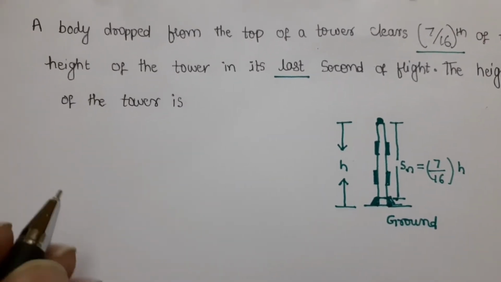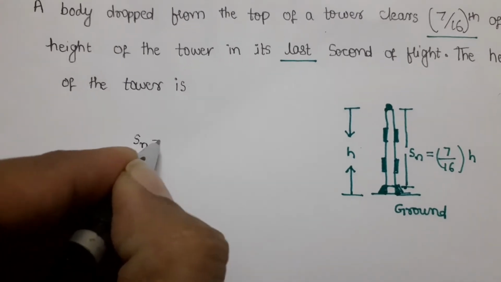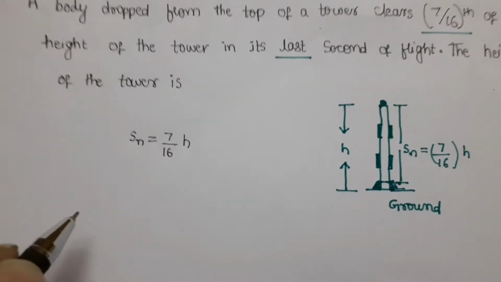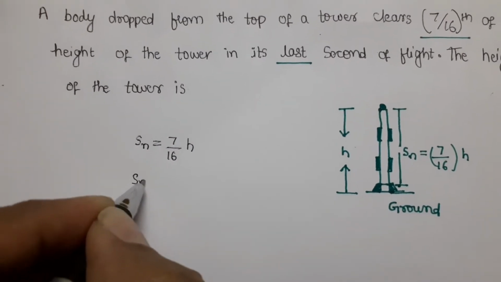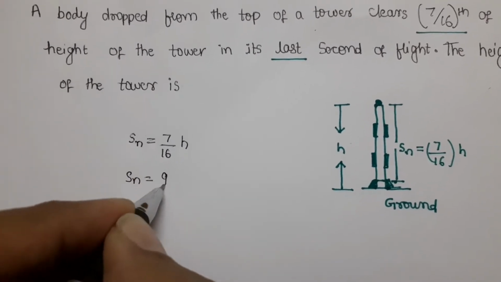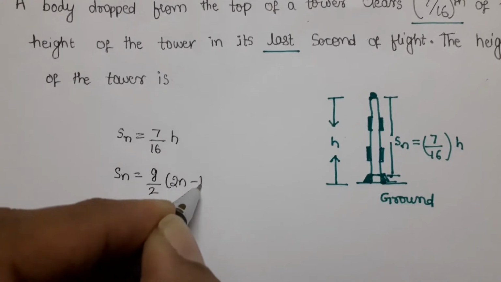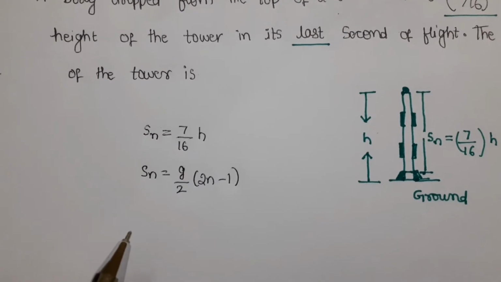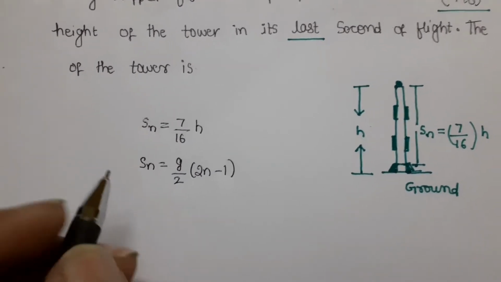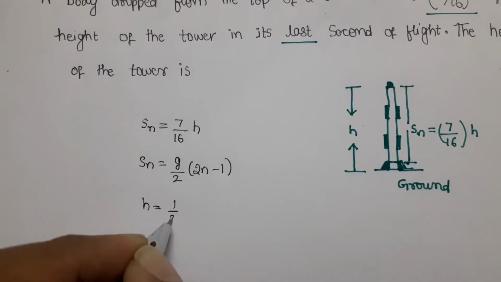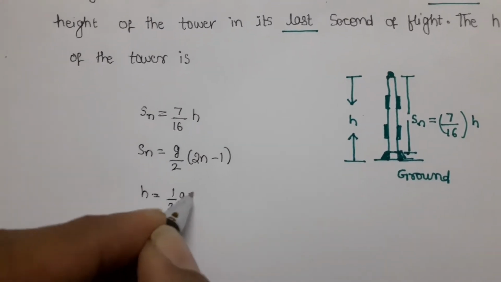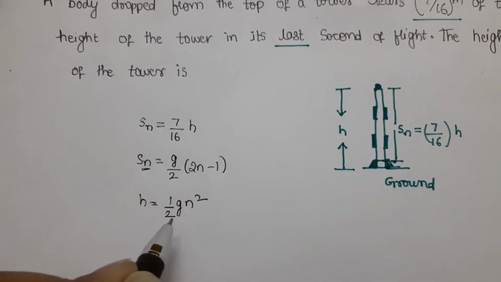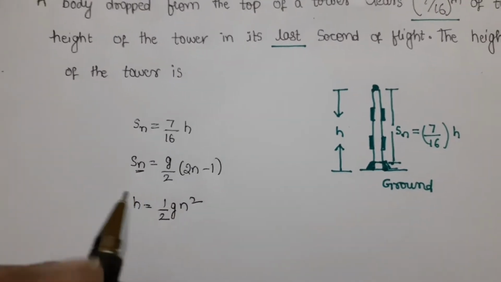We have the total distance traveled in the nth second is given by 7 by 16th of the total height. We know the distance traveled in the nth second is g by 2 (2n minus 1). Why? Because the initial velocity is 0 and we have the formula as 1 by 2 of g (2n minus 1). And h is nothing but 1 by 2 of g n square. Why n? What is n? n is the nth second, the last second we are trying to calculate. So we have taken n.